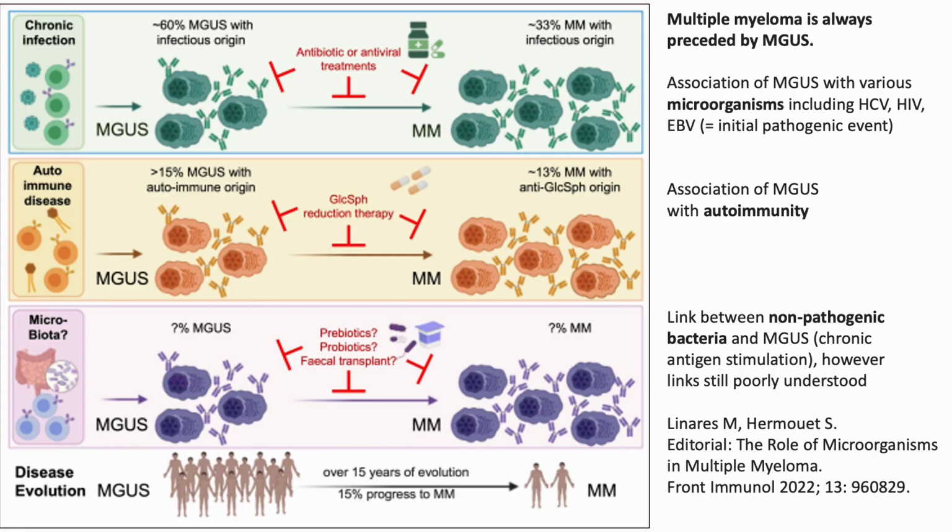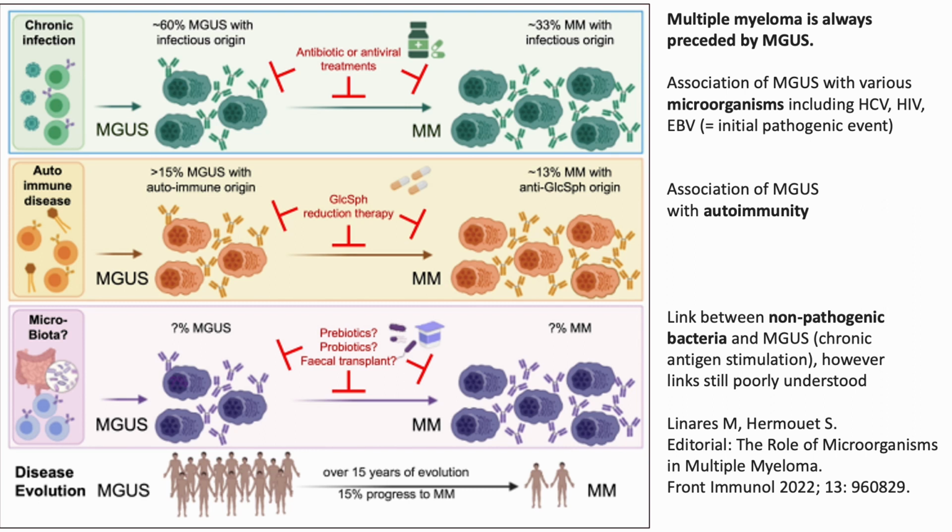Multiple myeloma is always preceded by monoclonal gammopathy of undetermined significance. Now, there are 3 possible pathways how the multiple myeloma develops. The first pathway seems to originate from chronic infection, which is caused by pathogenic bacteria. An example could be HCV infection, HIV infection, EBV infection.